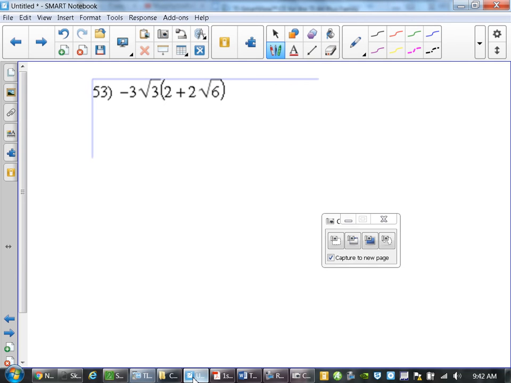Distribute. Negative 6 root 3 minus 6 root 18. Simplifying the square root of 18 gives me a 3 root 2. So I have negative 6 root 3 minus 18 root 2.